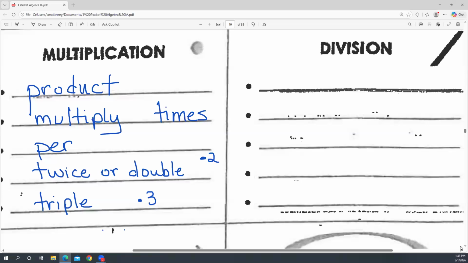Multiplication, we can write things in either order. As we go through some examples, I'll show you more than one way that those things can be written. And then division, which sometimes we're going to see written as a fraction. So division, the answer to division is called the quotient, Q-U-O-T-I-E-N-T, the quotient. And of course we can say, and we'll often hear divided by.